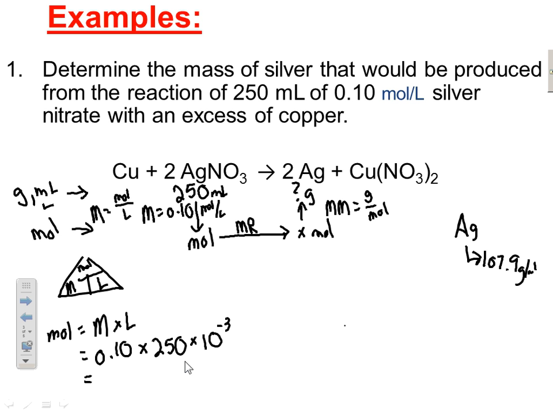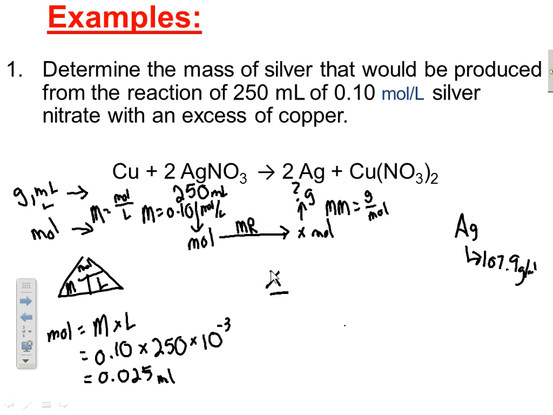I'm now calculating, so you got to give me a second. 0.1 times 250 EE, and that is negative 3, equals, and I get an answer of 0.025, and that's moles. All right, now I'm ready for the mole ratio.